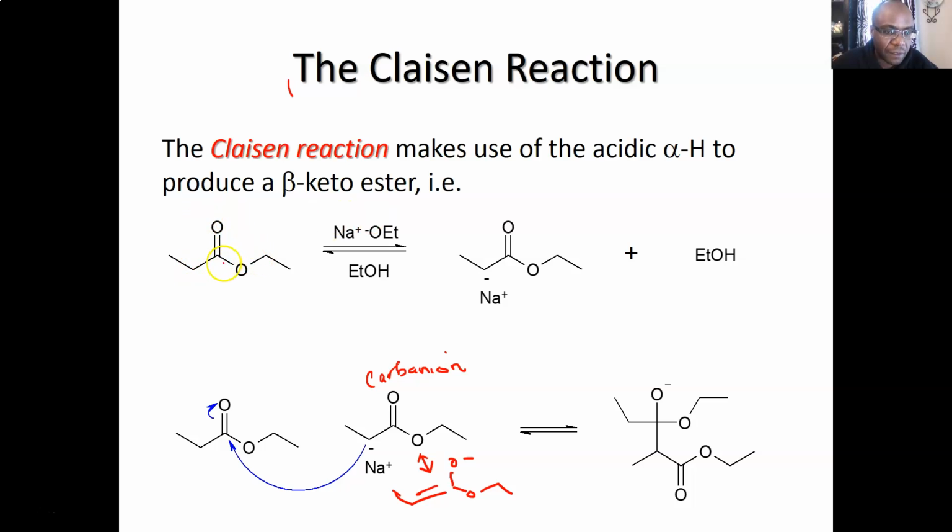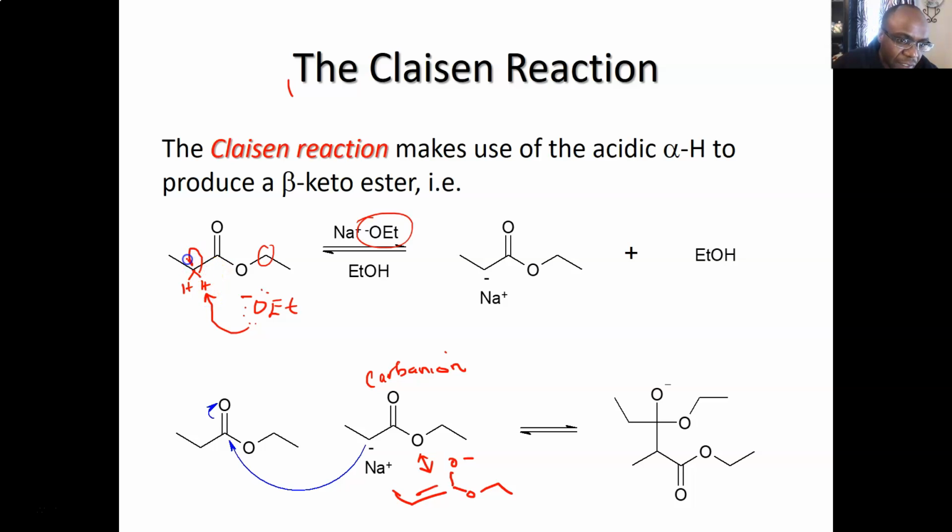You start with an ester. This is the alpha carbon, not that one. This is the alpha carbon. So you can use your alkoxide, which we said is a strong base. In this case, you have the ethoxide to take out one of the alpha hydrogens.